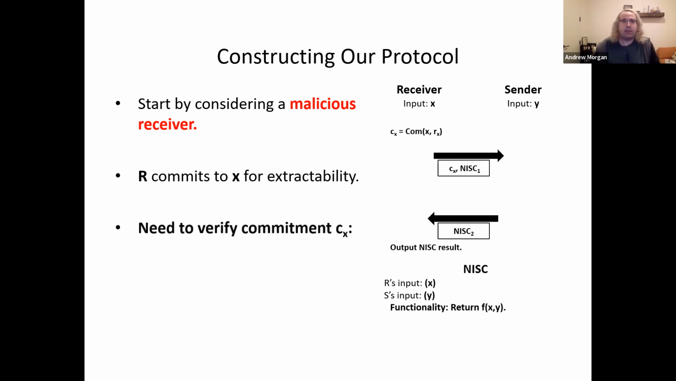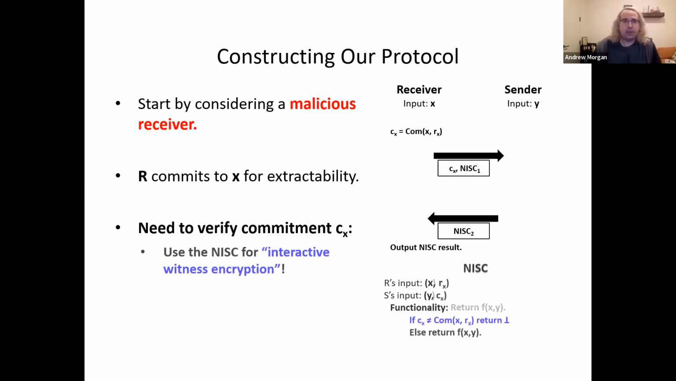Of course, with that, we need to guarantee that the malicious receiver commits to the same X they input to the underlying NISC. And so we add functionality to the NISC to implement what can be thought of as interactive witness encryption. So the receiver provides the randomness that they use to commit to X. The sender provides the commitment they received from the receiver, and the NISC verifies that the commitment is valid and rejects if not. So this ensures that a malicious receiver can't receive the output from the functionality unless they sent a valid commitment to the sender in the first round.